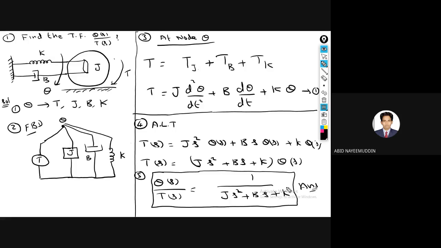So the overall summary of this problem solving is: first extract the variables connected to each and every node, then draw the free body diagram, then write the equations at each and every node, then apply Laplace transformation to those equations, and then rearrange the terms in terms of the asked variables. Don't worry, he will be asking you the transfer function relating the variables. Here is the end of my first problem.